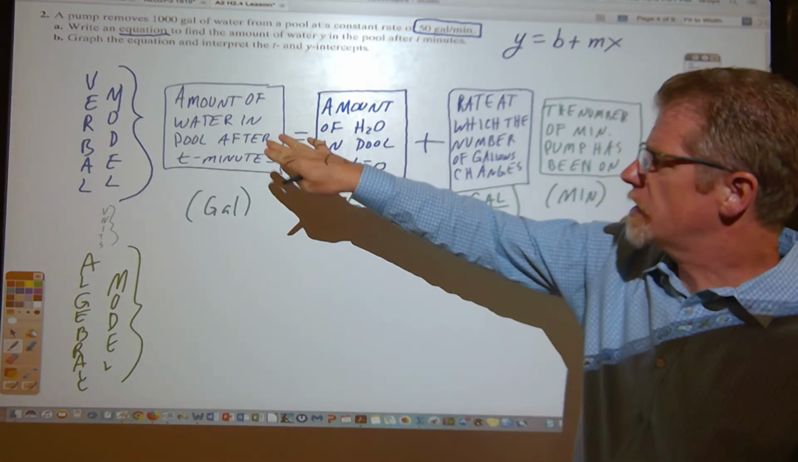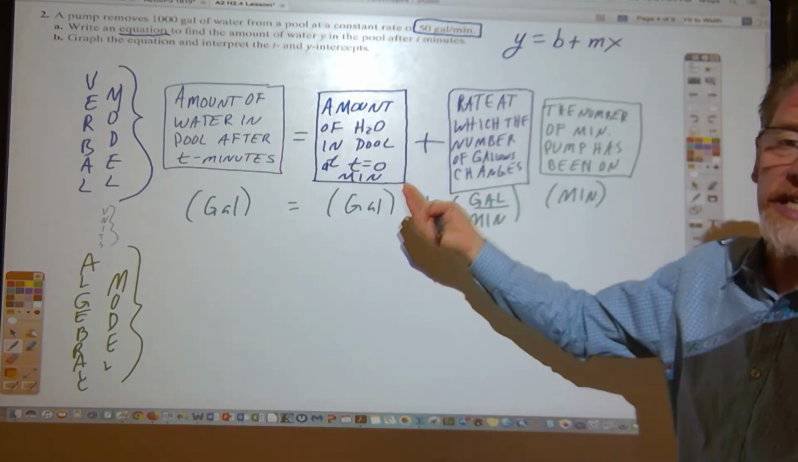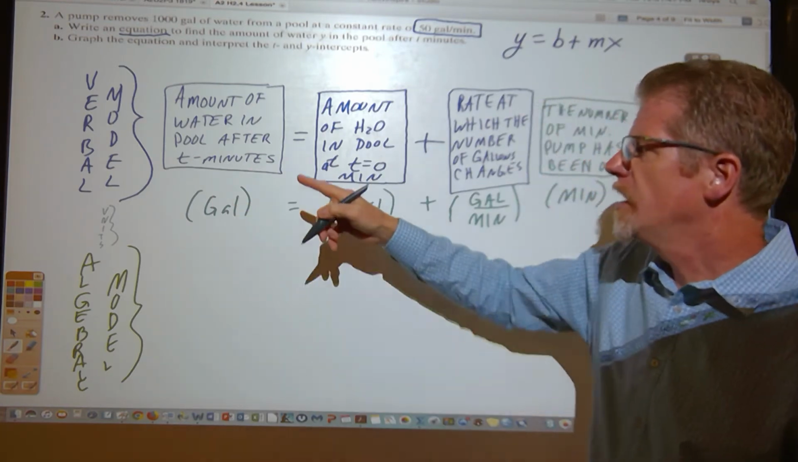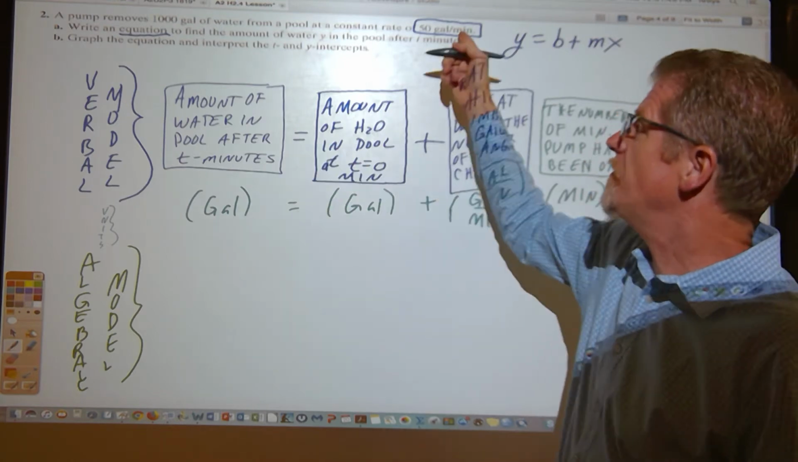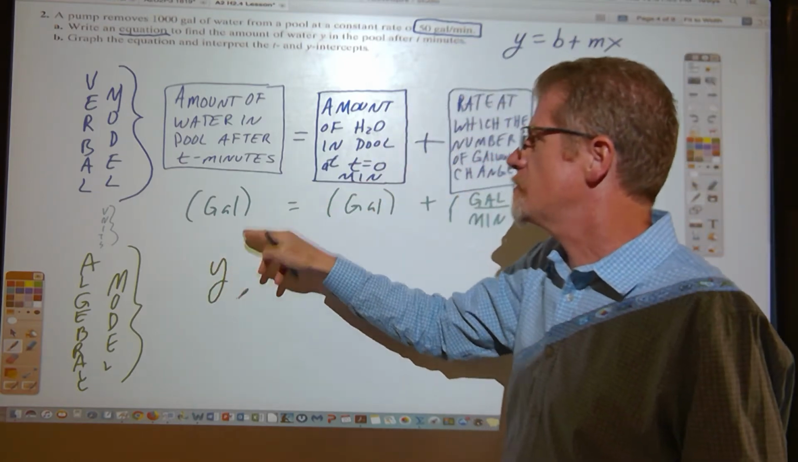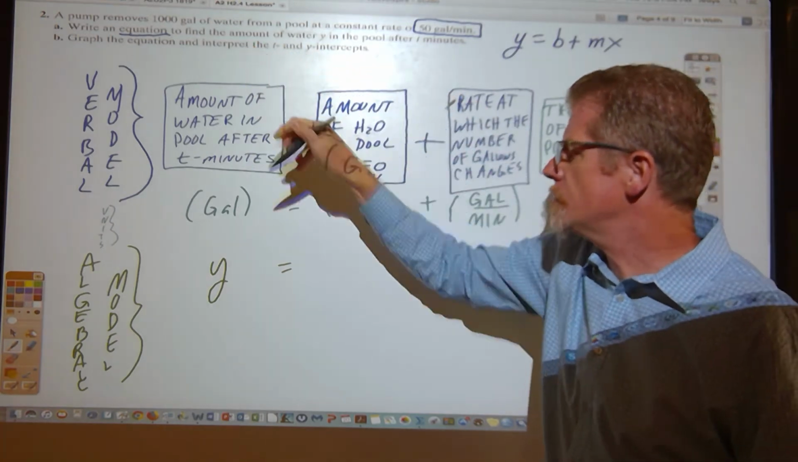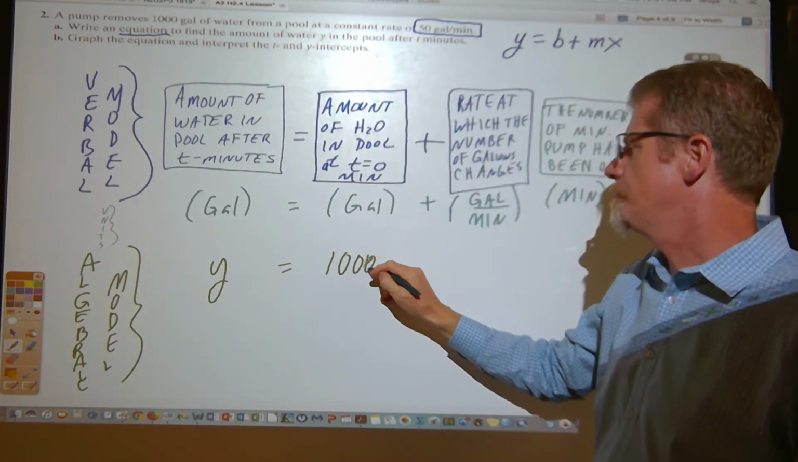So for the algebraic model, for each of the 4 boxes, we need an algebraic symbol, either a number or a letter, to represent each box. For the amount of water in the pool, they've asked us to use Y to represent that. What meaning is going to be attached to the initial amount? Well, they told us the initial amount was 1,000.